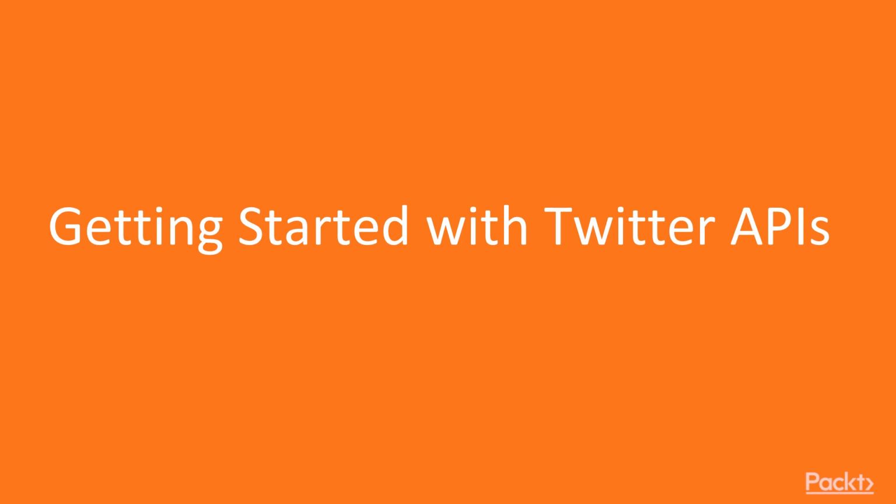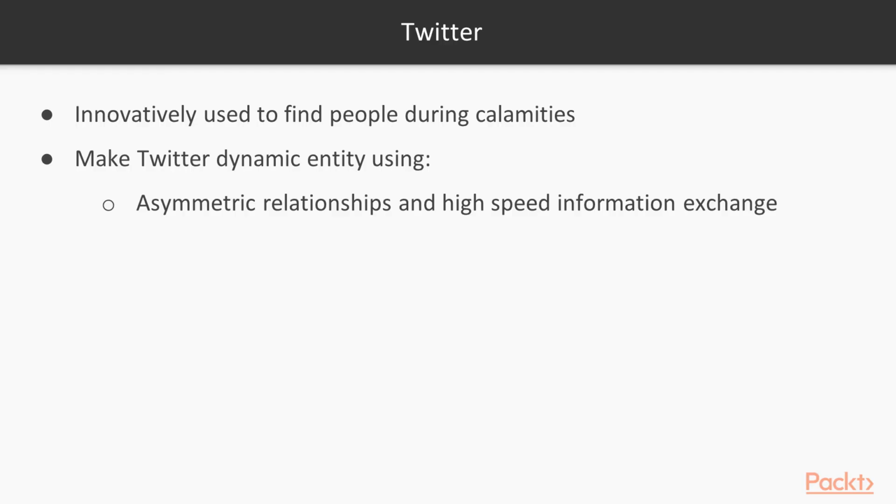Twitter is known and used across the globe for super fast spread of information and rumours. It has been innovatively used in certain circumstances, unimaginable before, such as finding people in times of natural calamities such as earthquakes or typhoons. The asymmetric relationship and high-speed information exchange aid in making Twitter such a dynamic entity. If we closely analyse and study the data and dynamics of this social network, we can uncover many insights.